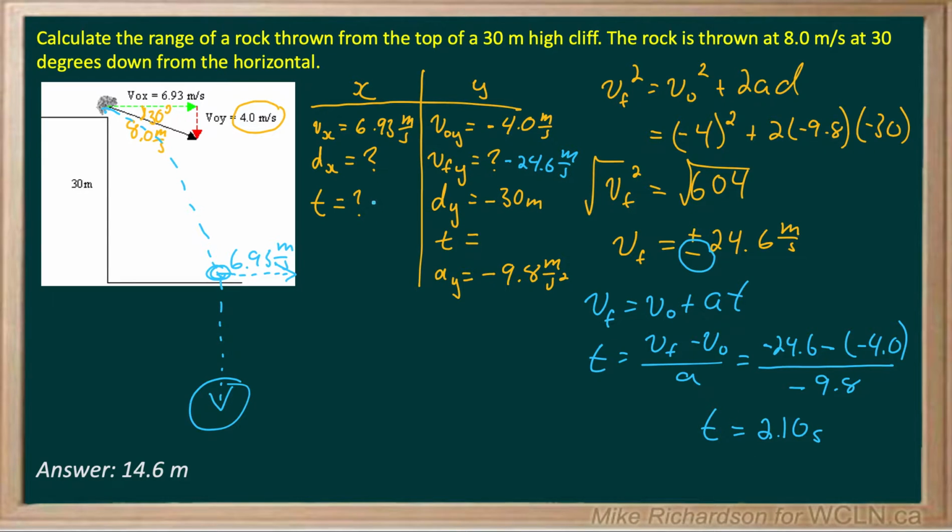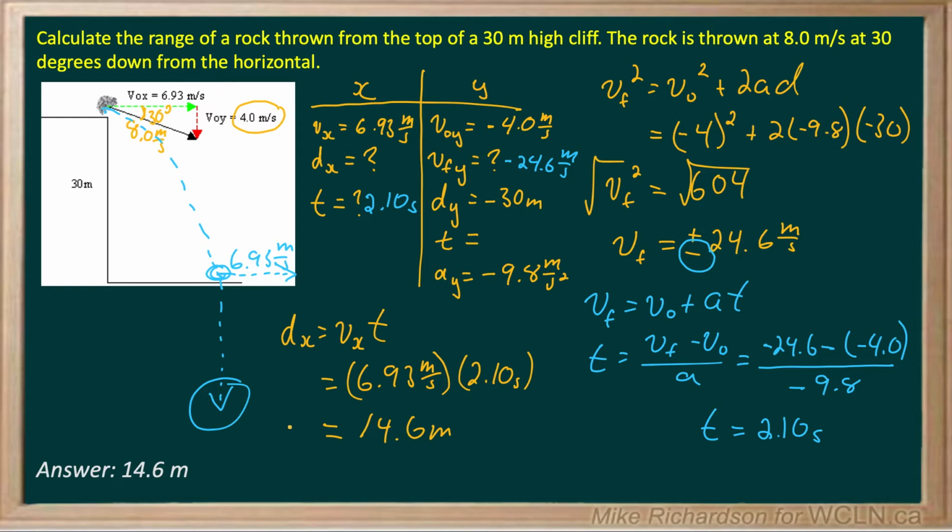Now I can transfer that across to my x. We're trying to find dx, so the last step is fairly simple. Vx was 6.93 meters per second, and my time was 2.1. And when I multiply those things together, I get a range of 14.6 meters. So that's how far away from the cliff it'll end up, 14.6 meters away.